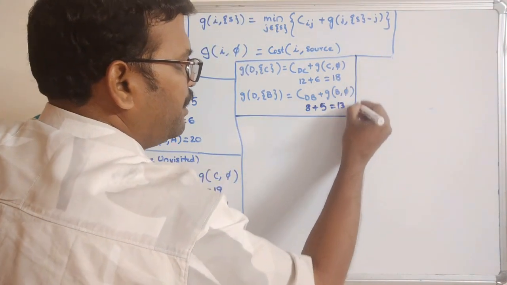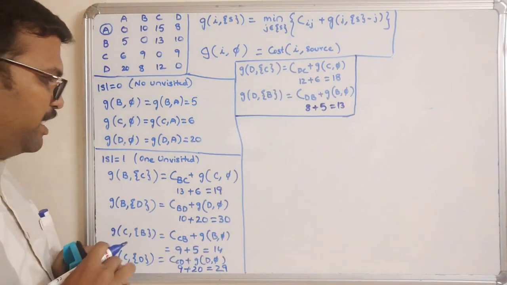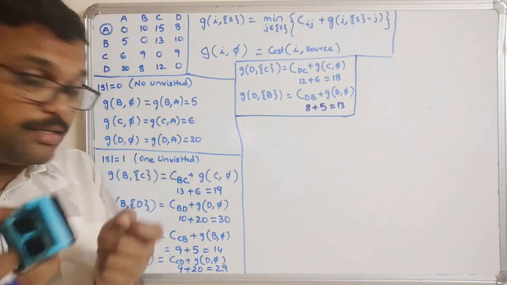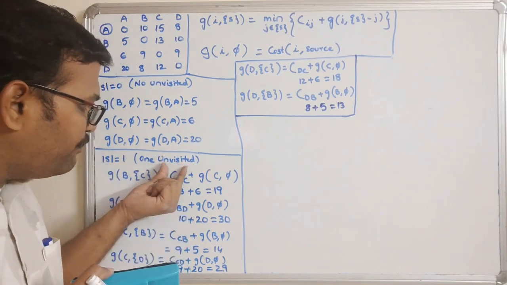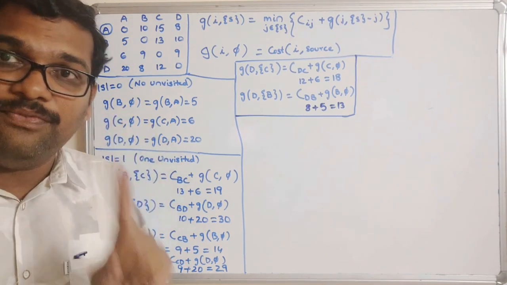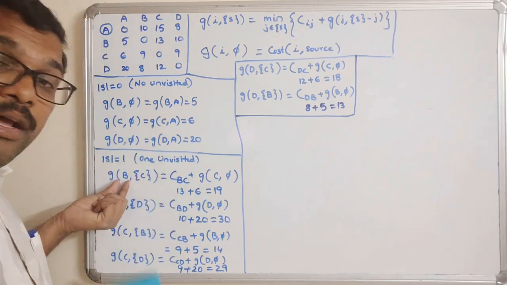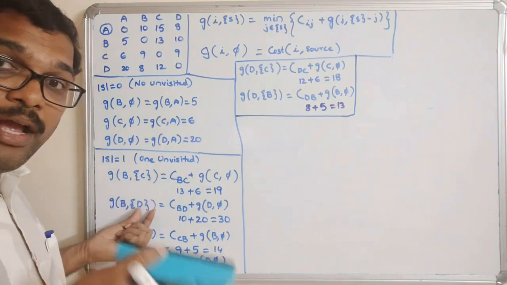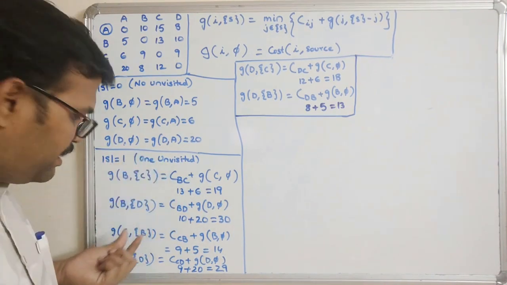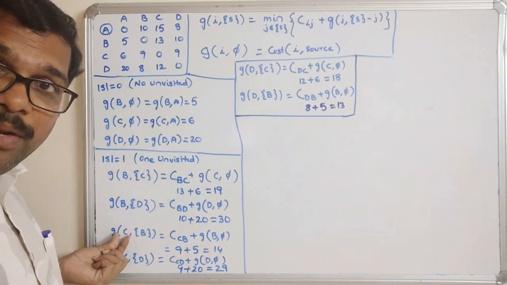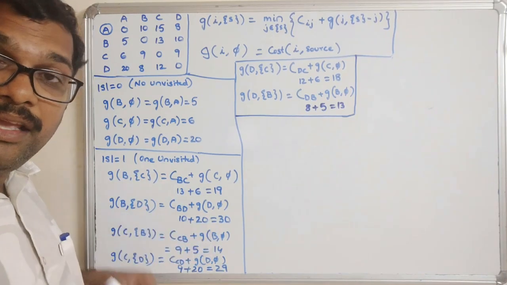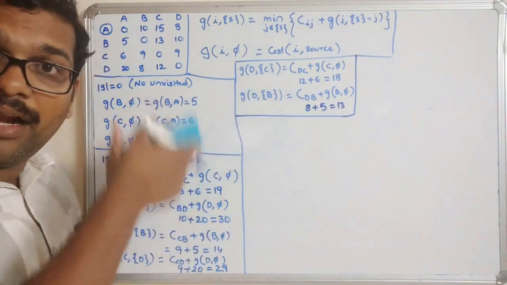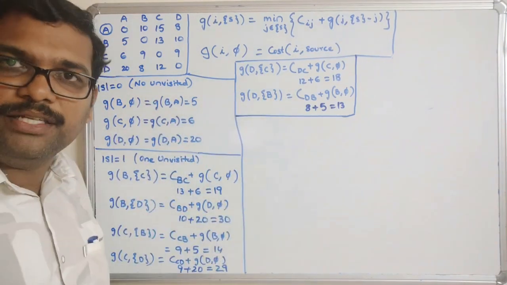So we have completed all the possibilities if unvisited is one vertex. Just listen carefully. If the set has only one unvisited vertex and we are at B, then the possible unvisited vertex will be C and D. If we are at C, the next unvisited will be either B or D. And if we are at D, the next unvisited will be either C or B. So we are calculating for all the possibilities.